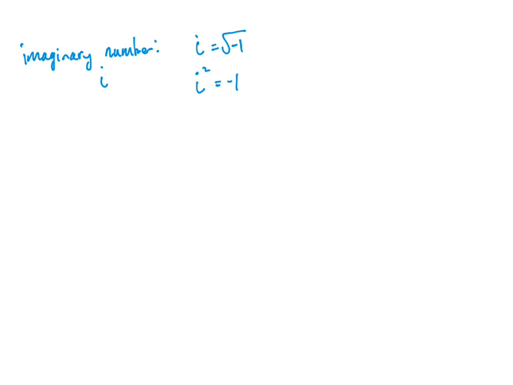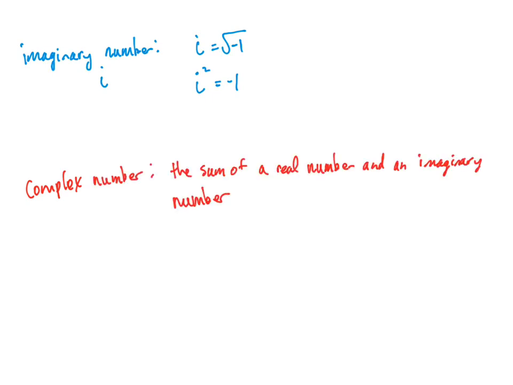So a complex number uses the imaginary number i, and we could say that a complex number is the sum of a real number and an imaginary number. We write this in the form a plus bi, where a is a real number. Actually, a and b are both real numbers. Let me fix that. Okay, so a and b are real numbers.